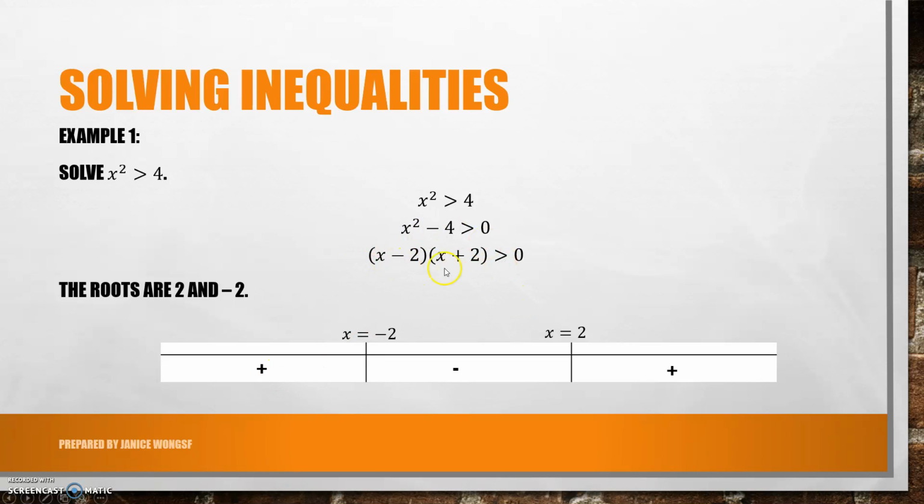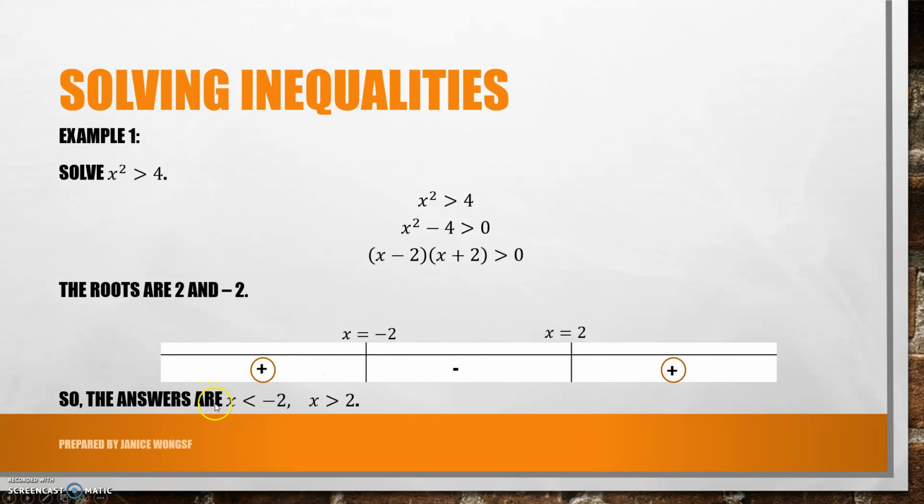Now, refer to the last inequality. It is more than 0. So, more than 0 means positive. I have to choose the region with positive sign. So these two will be the solutions.